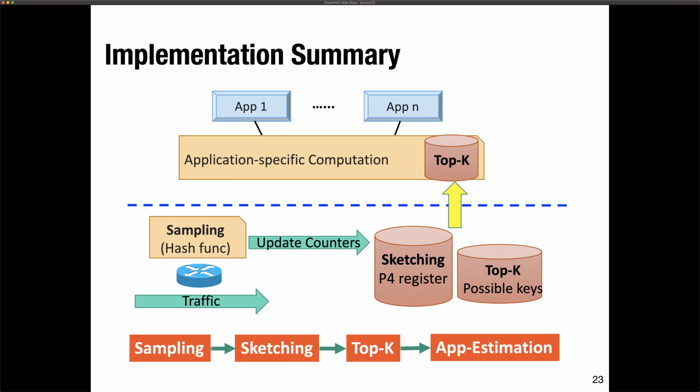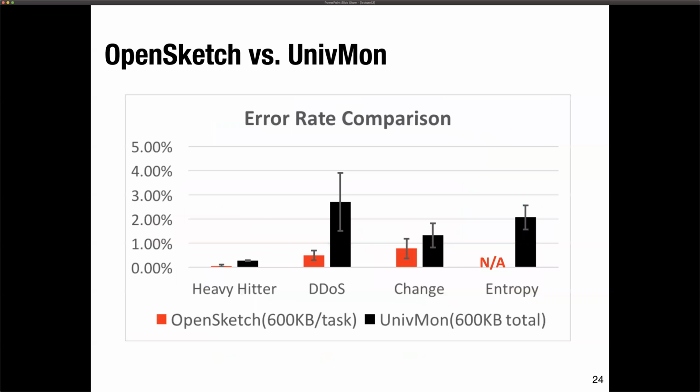And then find the G heavy hitters in the network. So let's now try to compare OpenSketch and universal monitoring in terms of performance. What we see in this graph is the comparison of the error rates between the two schemes. Here OpenSketch is using 600 kilobytes per task, and universal monitoring is using around 600 kilobytes total across all the tasks.